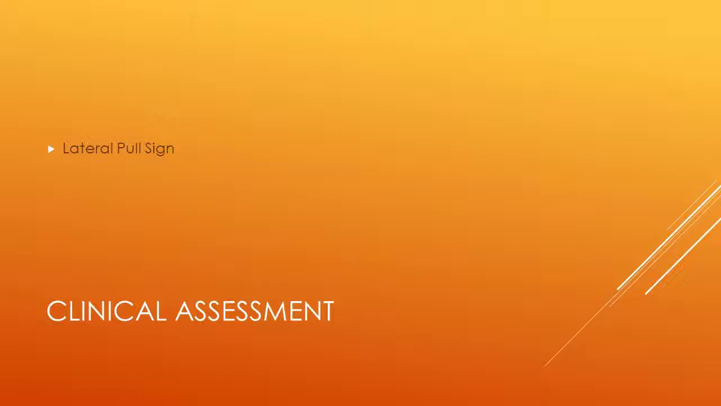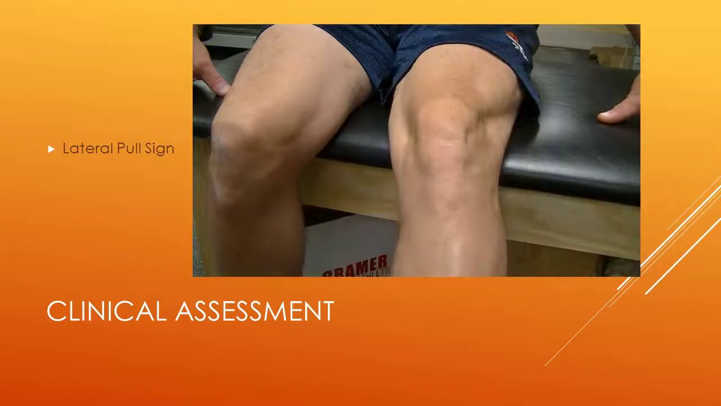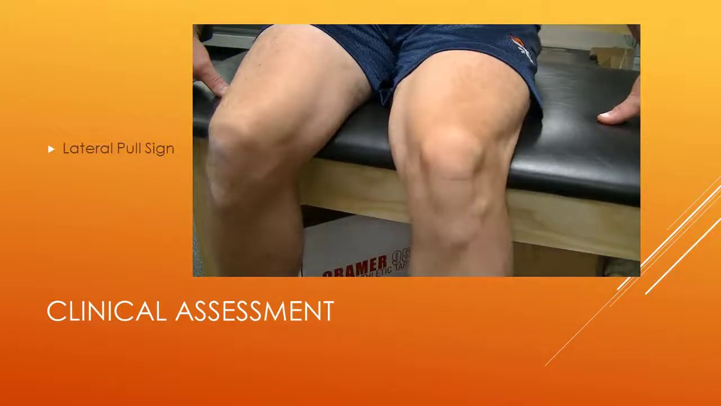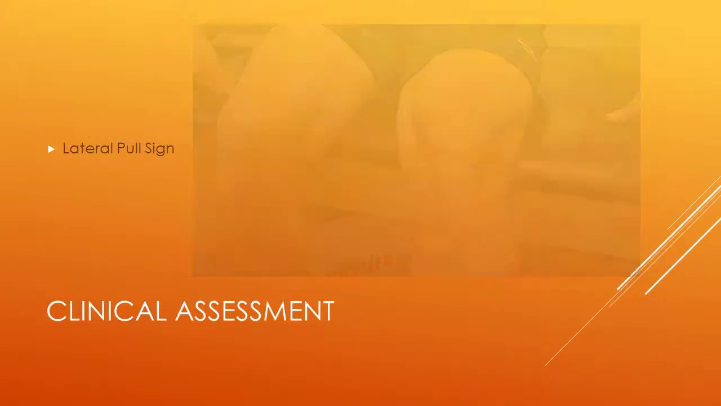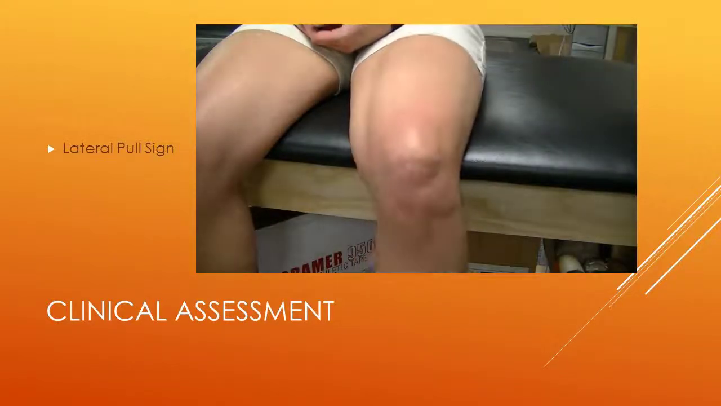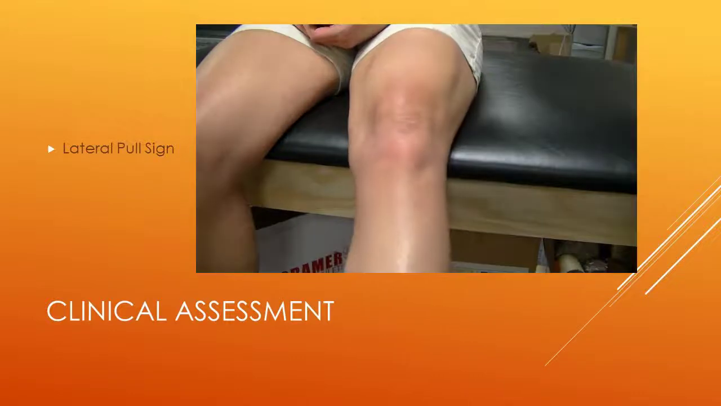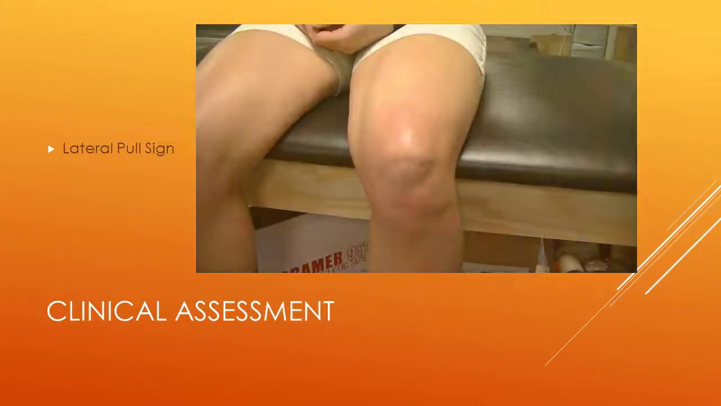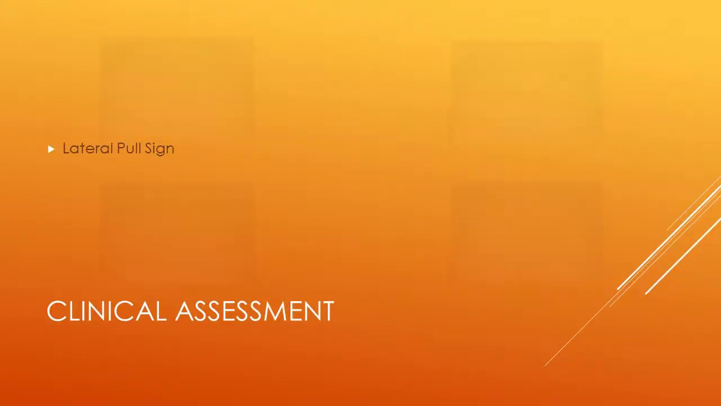The lateral pole sign is going to be performed at 90 degrees of knee flexion. The test consists of extending the knee to full extension and observing the patella movement. The normal patella moves superiorly or superior laterally. An abnormal movement will be the patella moves excessively laterally.